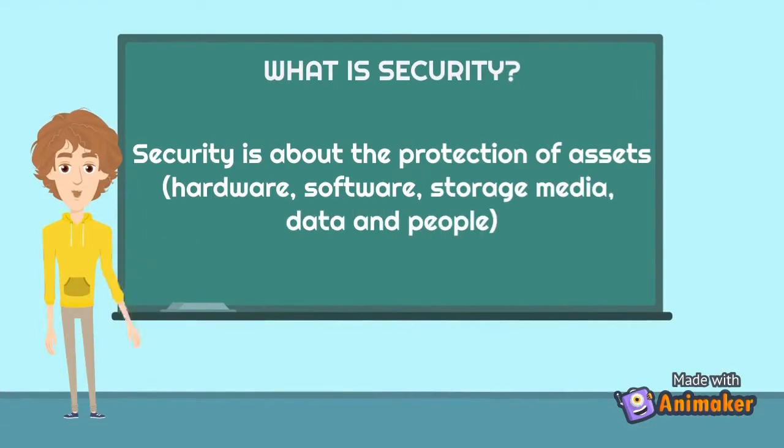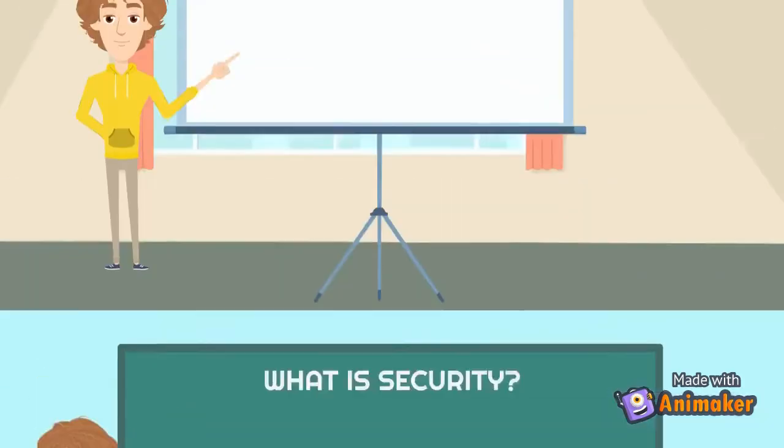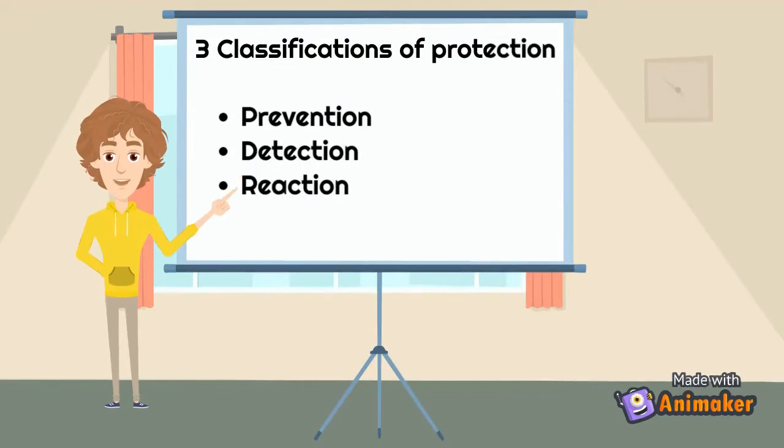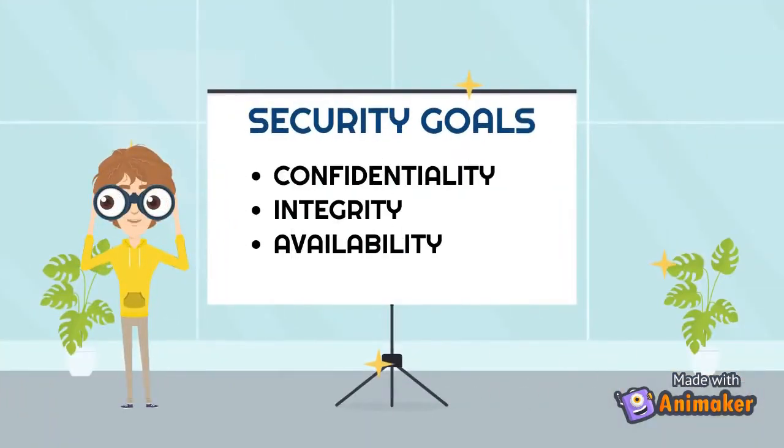What is security? Security is about the protection of assets: hardware, software, storage media, data and people. There are three classifications of protection: prevention, detection, reaction. For security goals, we have confidentiality, integrity and availability.